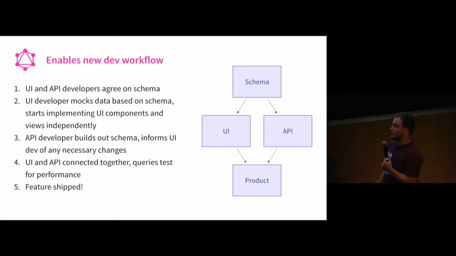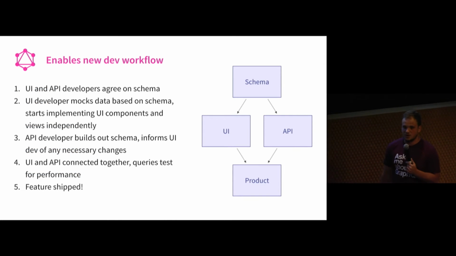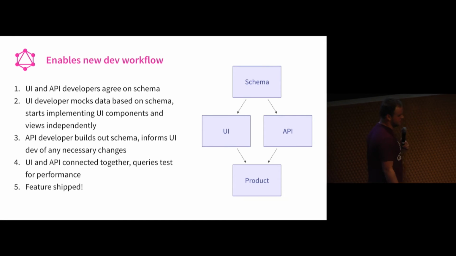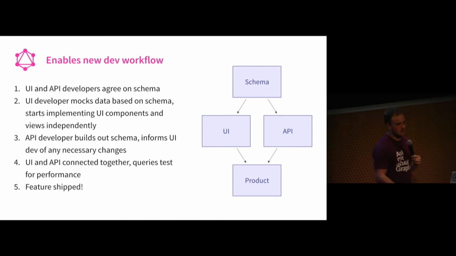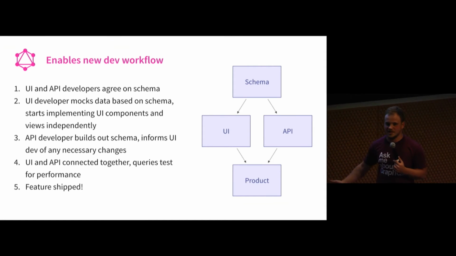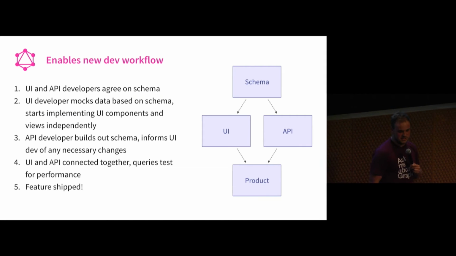The developer workflow overall looks like this. When we were building that optics product I was talking about that we're going to be releasing soon, this is kind of how it went. The UI developers and the API developers sat together. They wrote a schema in the GraphQL definition language. They put it up on the projector screen.